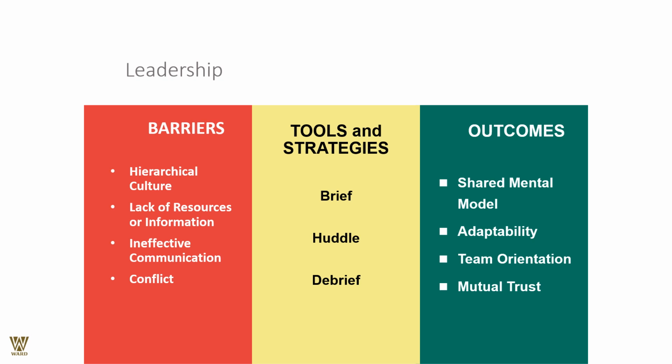So how do we handle this? The strategies and tools are mentioned in detail in this presentation: having a meeting at the very beginning, during the event, and after the event. The beginning of the event will be a brief, during the event a huddle, and at the end of the event a debrief. The outcomes are shared mental models, adaptability, team orientation and mutual trust. Remember, the DESC model is describe, effect, solution, and the conclusion that comes with it. So that is what we will look at.